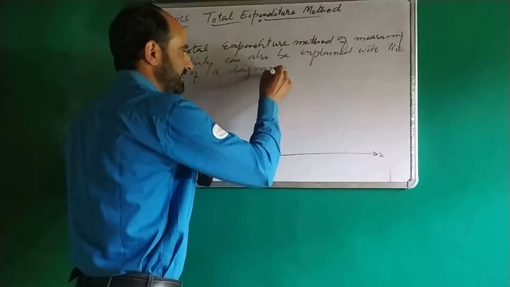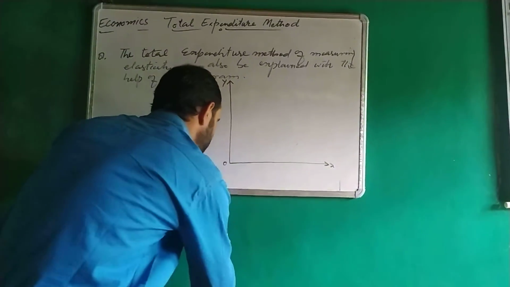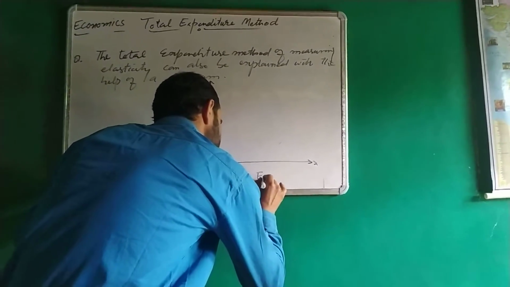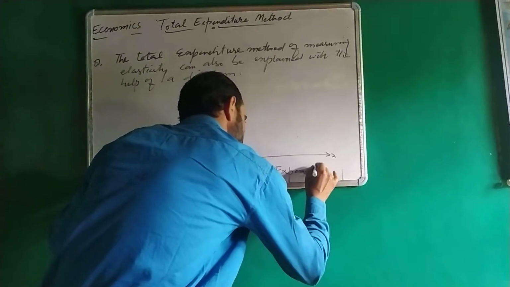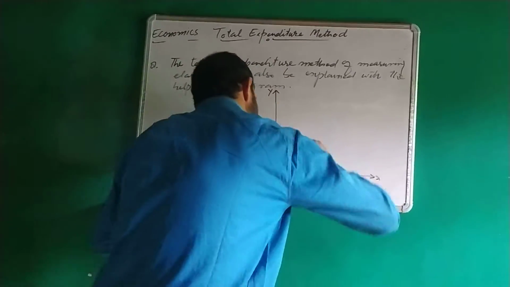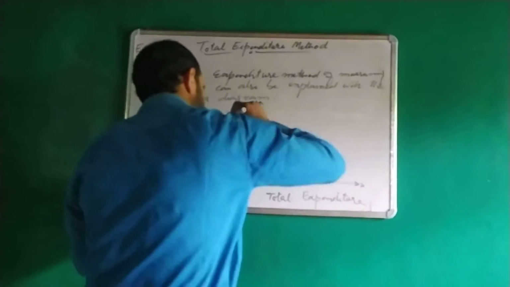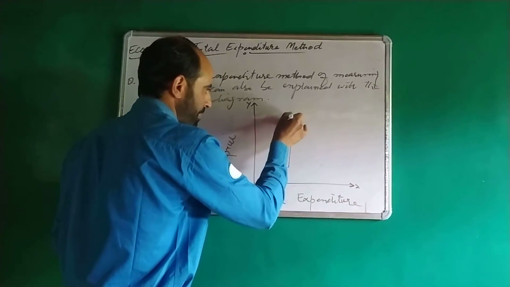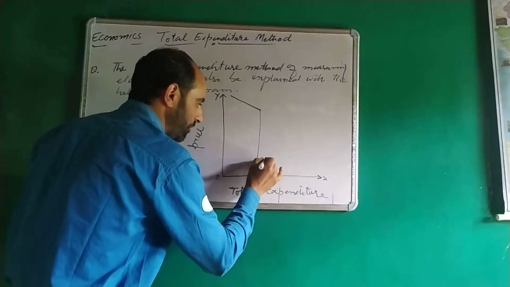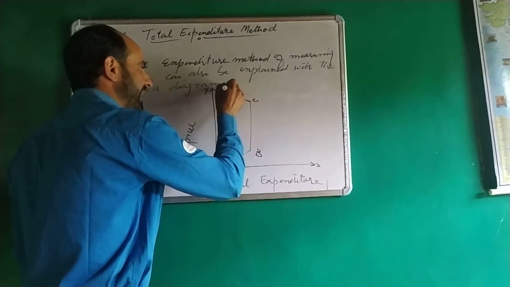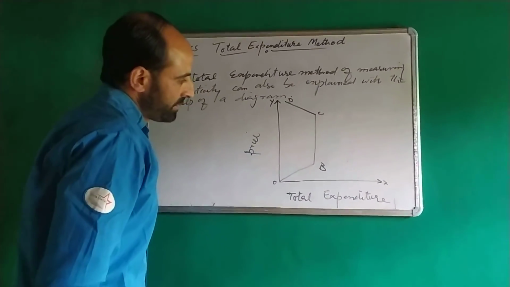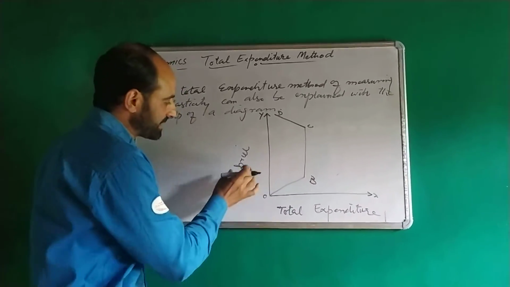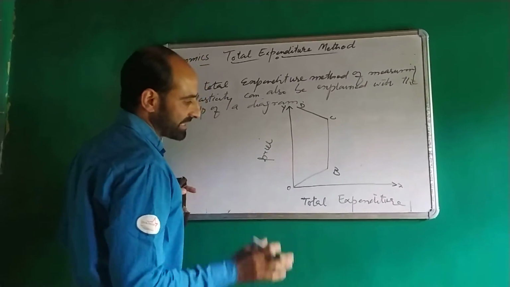This is the x-axis, this is the y-axis, and this is O. O, B, C, and let this be D. This is the diagram. In the diagram, total expenditure is shown along the x-axis and price is shown along the y-axis.